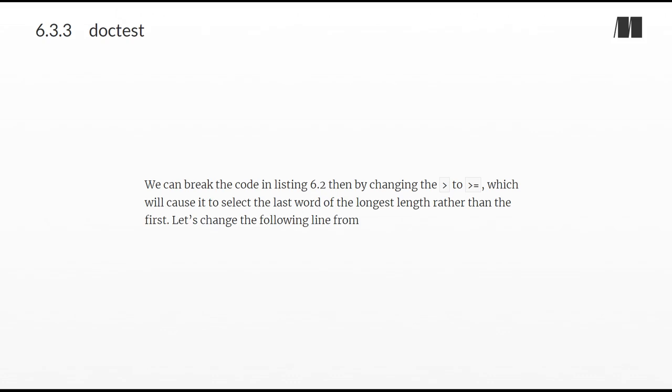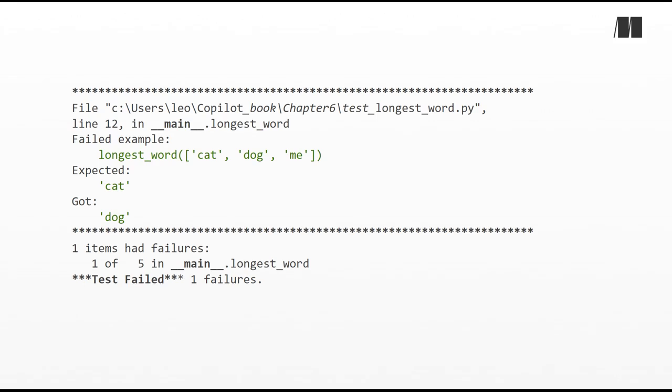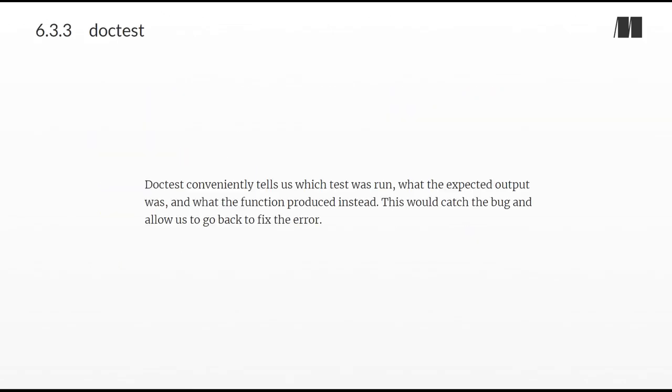Let's change the following line from this code to this code now. The test shouldn't all pass. In addition, let's change the last line to this code, by providing no arguments to the testmod function. Verbose is now set to false. When we run the code, this is the output. See this code? Doctest conveniently tells us which test was run, what the expected output was, and what the function produced instead. This would catch the bug and allow us to go back to fix the error.